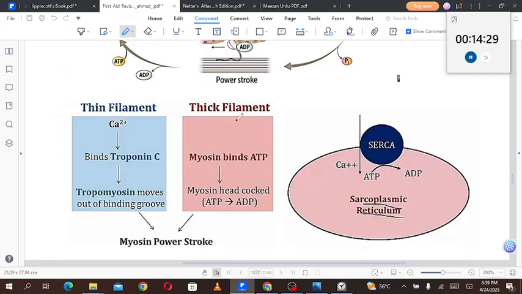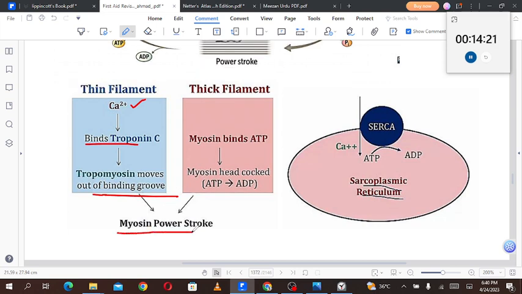Going forward, here you can see that this is the actin filament. Calcium will bind the troponin C. Tropomyosin moves out of the binding groove, and that leads to the myosin power stroke on the thick filament. Myosin binds the ATP, and the myosin head is cocked. That will cause the ATP to be broken down to ADP, and that also helps in the myosin power stroke. So these are two dynamics on the thin and thick filament that help in the myosin power stroke.